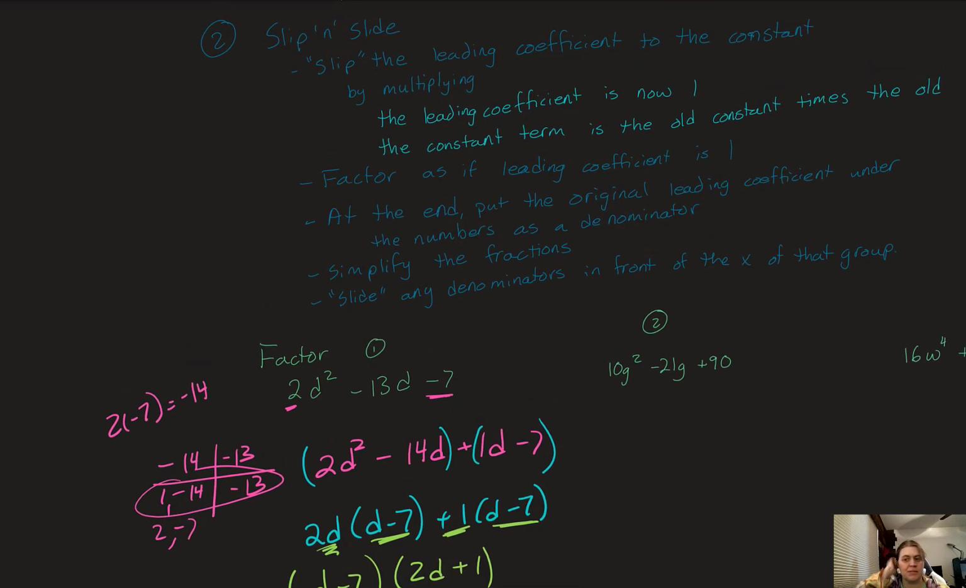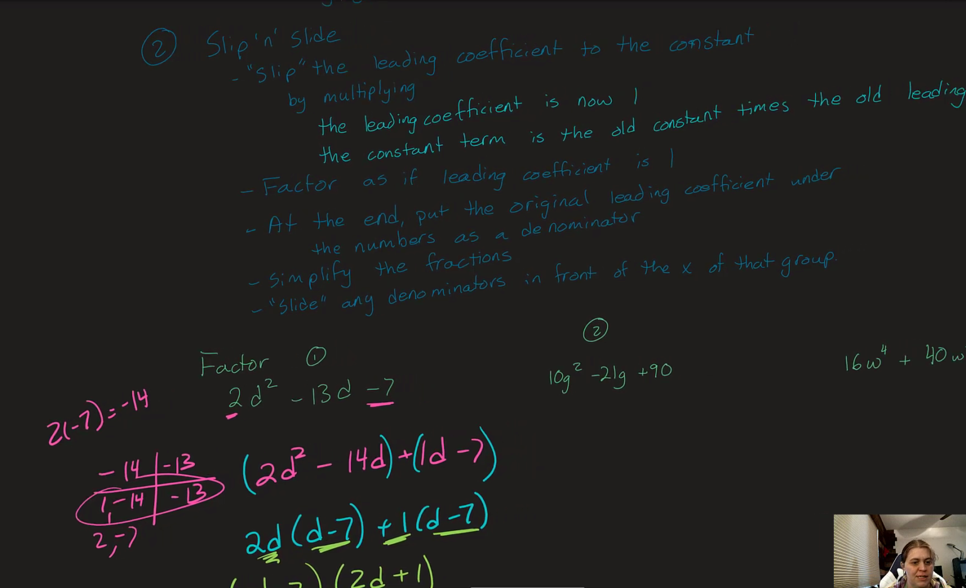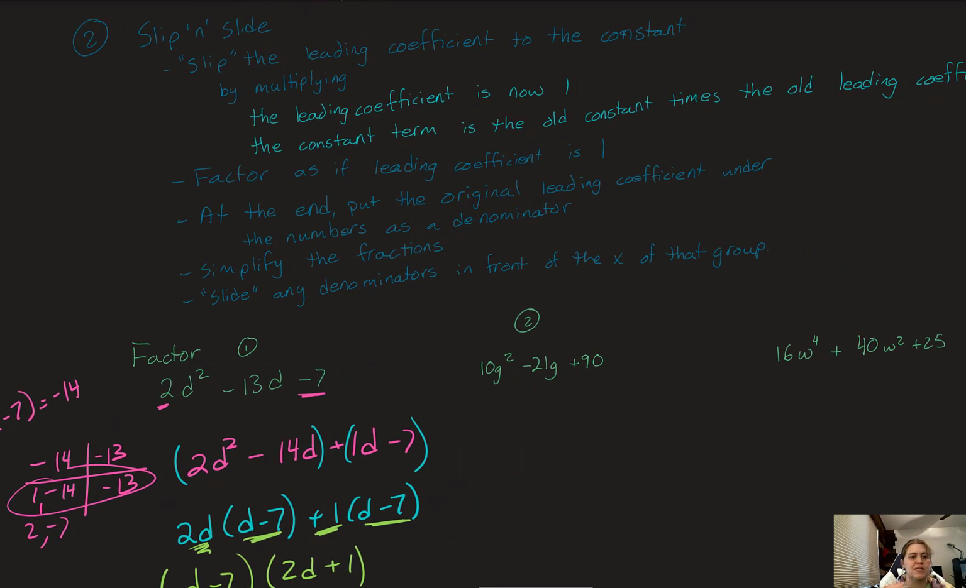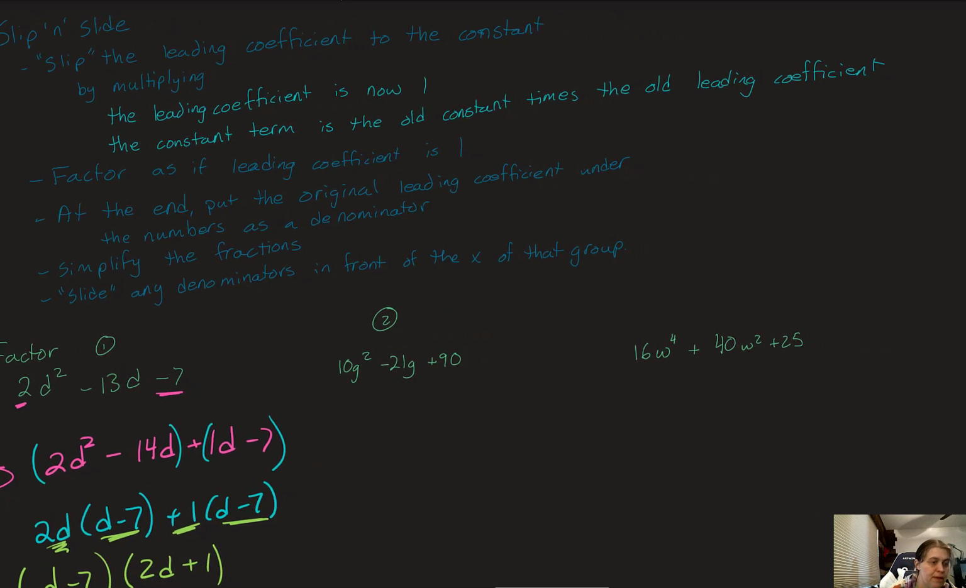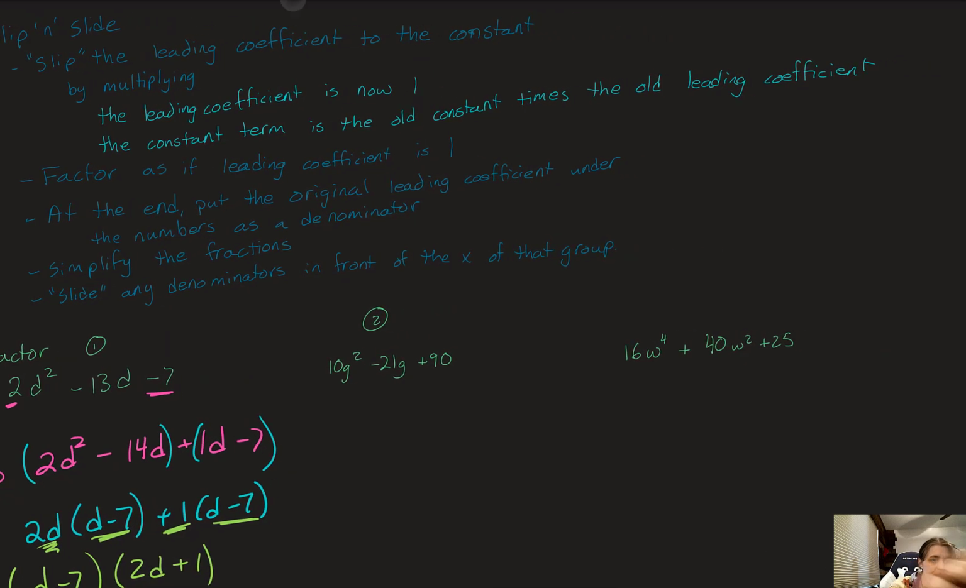The other one is called the slip and slide, and this is one that I've learned relatively recently. What we do for the slip and slide is we slip the leading coefficient to the constant by multiplying, and then now our leading coefficient is 1. So we can go back up above and follow the exact same process as before, but at the end we have to remember to divide by the number that we multiplied at the beginning. So this one you have to be mindful and remember.